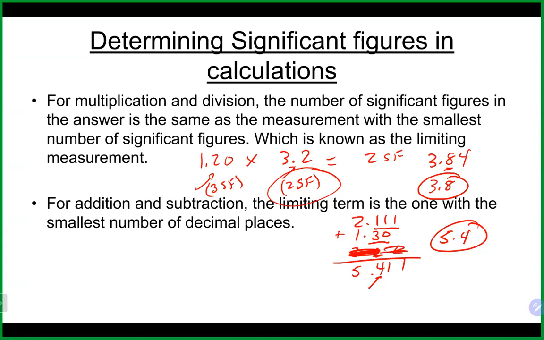The reason we go with the least in both of those is, frankly, your calculation is only as good as your worst measurement. And your worst measurement will have the least number of decimal places, and the least number of significant figures. So that's the one that really limits how good or bad your calculation is: your worst measurement.